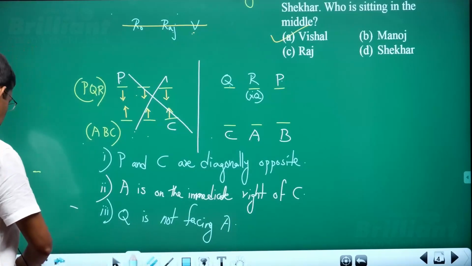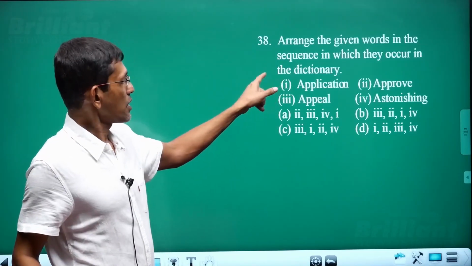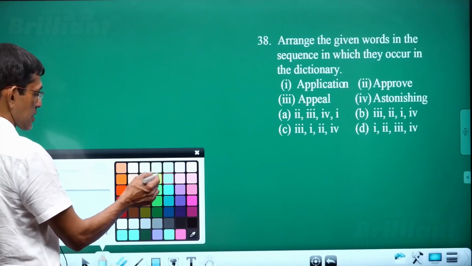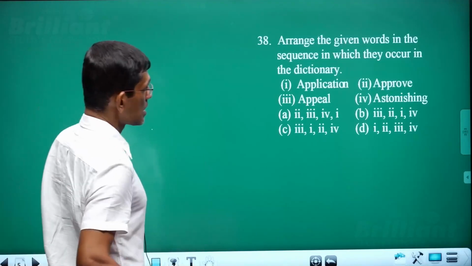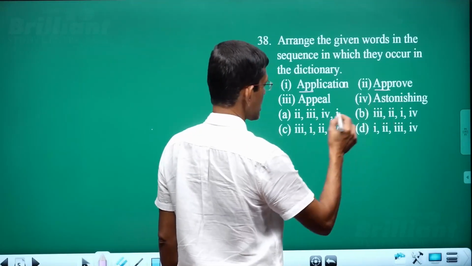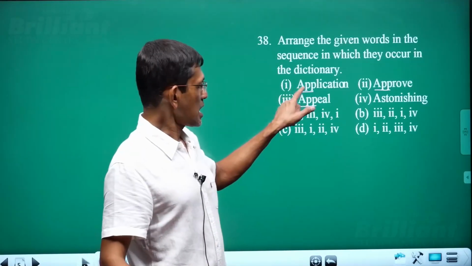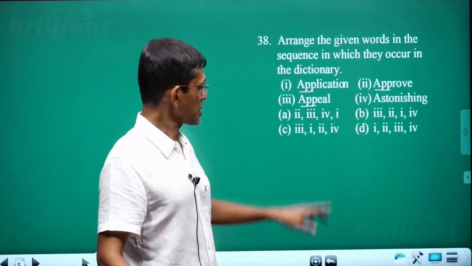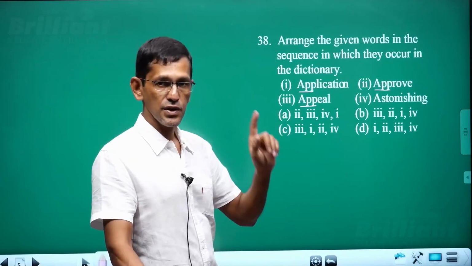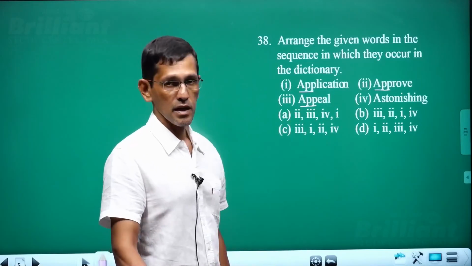All right, next one. Arrange the given words in the sequence in which they occur in the dictionary. So, alphabetical arrangement, a simple question. Let's look at it. Application: the first three letters are APP. Only this one is different, AST. We know that APP comes before AST. So any one of these three words must be the first one in the dictionary. Which is it, appeal, application or approve? Definitely it is appeal. So the third one.